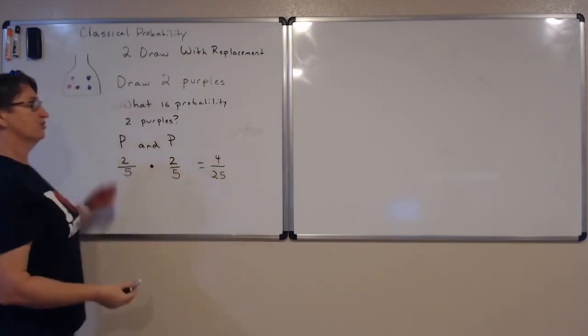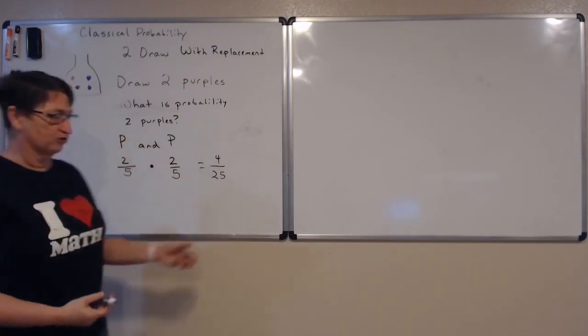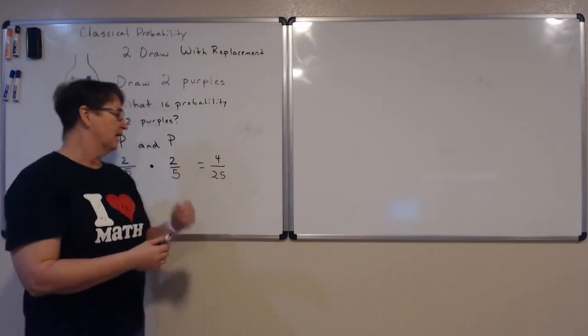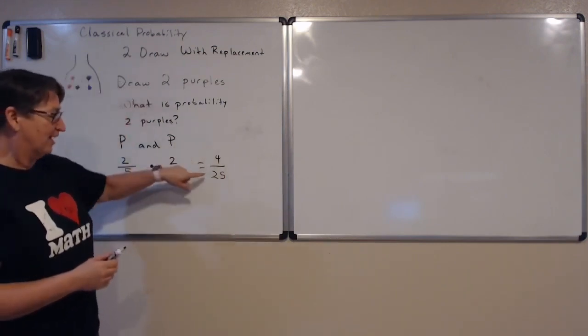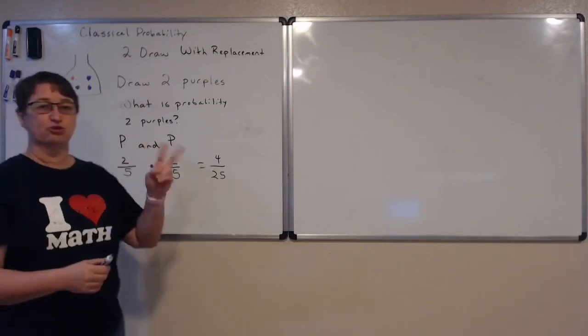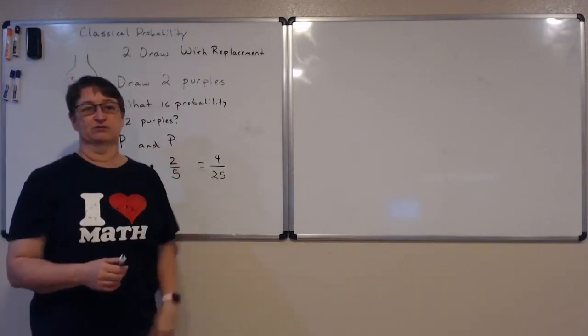So if I were to do this experiment 25 times, in other words, if I were to take out a ball, look at it, put it back in, take out another ball, look at it, I would expect, if I did that 25 times, 4 of those times to get a purple and a purple, to get 2 purples.